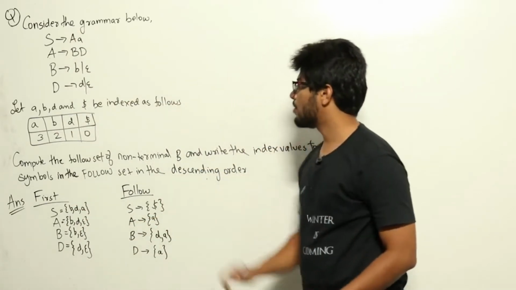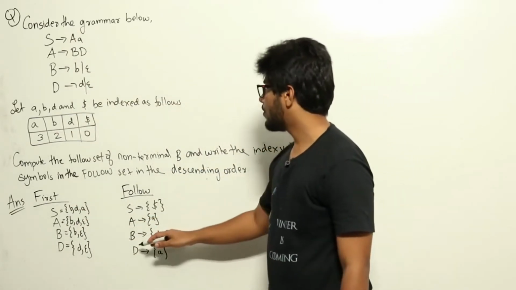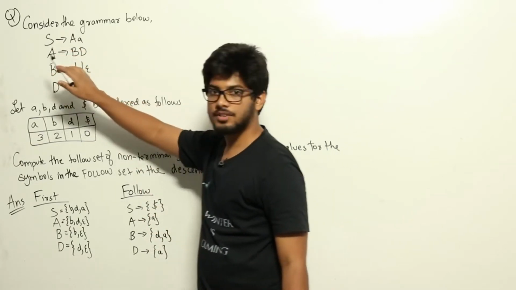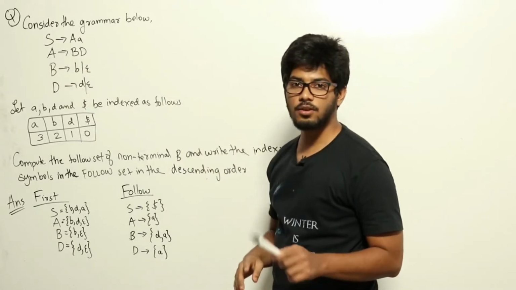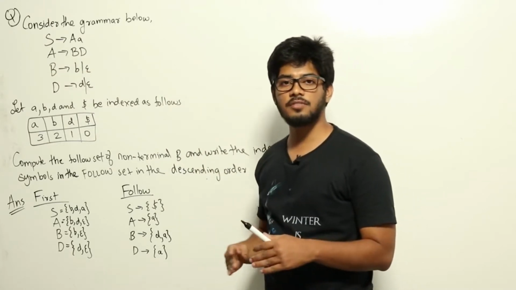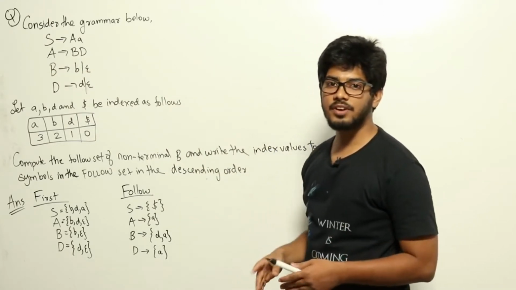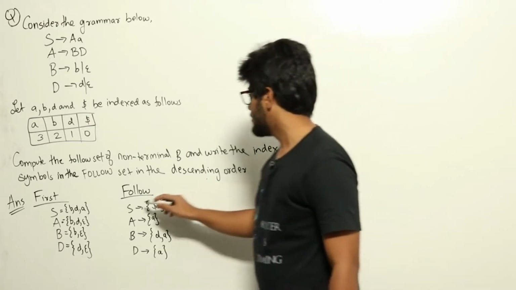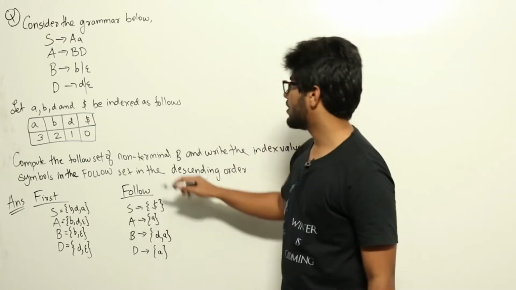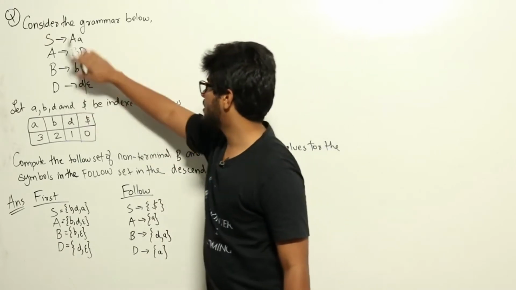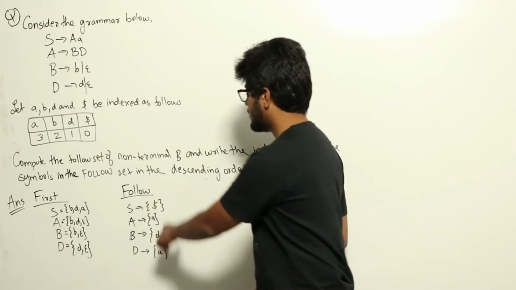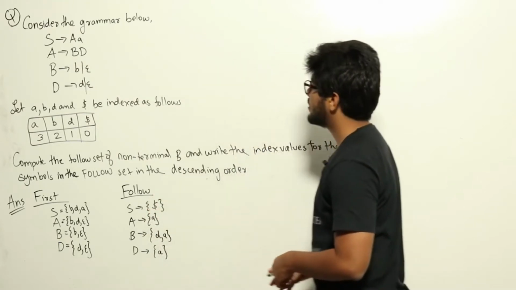Now we will calculate follow sets. We'll take follow of S first. Follow of S will always contain the dollar symbol, because whatever follows after the start symbol will be only that final symbol, the dollar symbol. S doesn't appear anywhere in the right hand side, so that is the only symbol in the follow set of S.